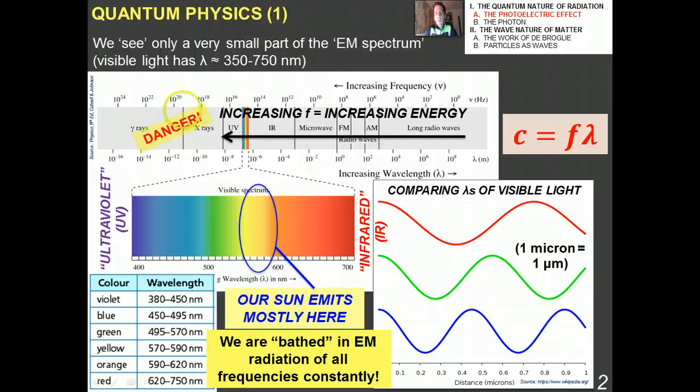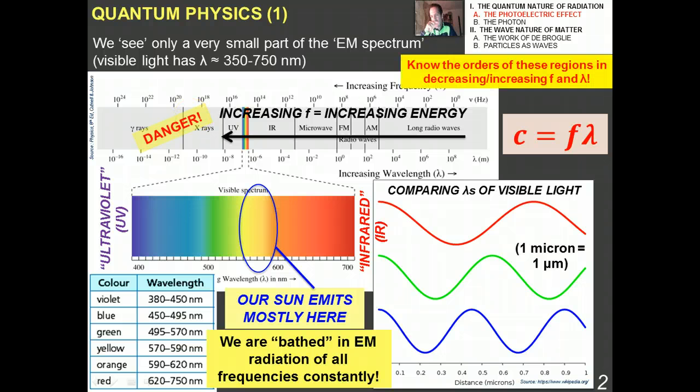Okay, so the way that this chart is set up is we have increasing frequency as we go to the left, which means that this electromagnetic radiation on the left has the highest energy, because E equals hf. So I have danger over here: gamma rays, X-rays, those kinds of waves can give you cancer. They can ionize your cells.